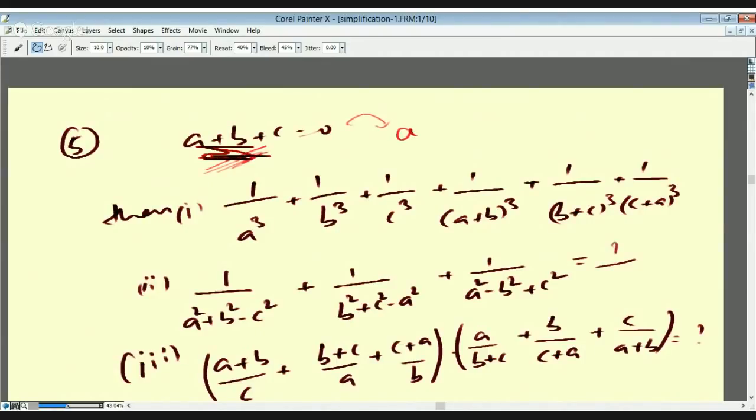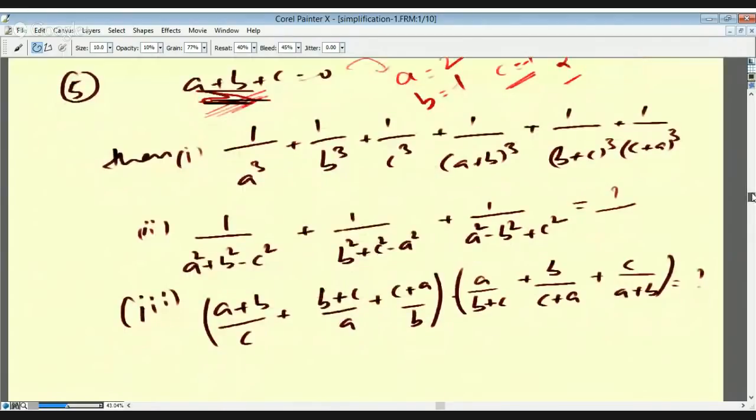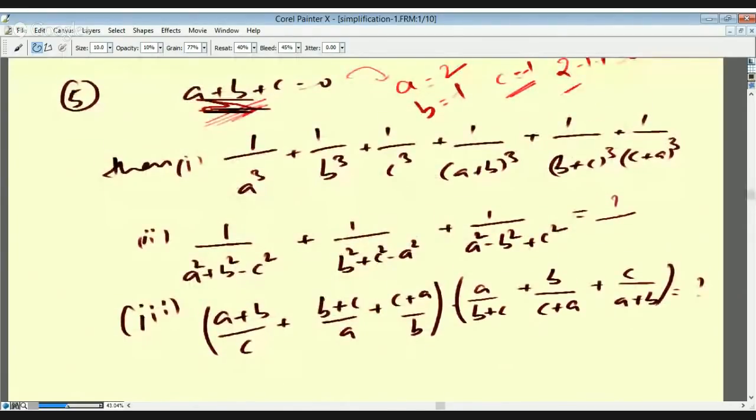Directly you remember, you take a is equal to 2 and b is equal to minus 1 and c is equal to minus 1. You add up these three numbers, then what you'll get is 2 minus 1 minus 1 is equal to 0. Wherever a is there, you substitute 2, and b is there minus 1, c is there minus 1. So we'll try to solve this question based on the given logic. Then what is the answer we are getting? We'll go through it.